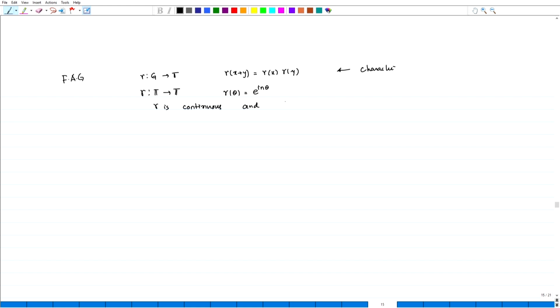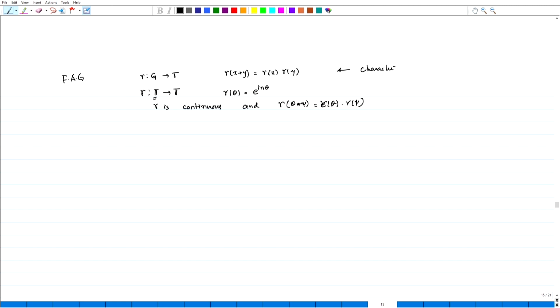And gamma of theta plus psi, that is the sum modulo 2 pi, is equal to gamma of theta times gamma of psi. So, it is essentially a complex homomorphism. The group operation theta dot psi is essentially theta plus psi modulo 2 pi. So, this is a homomorphism, and not only that, it is a continuous homomorphism.